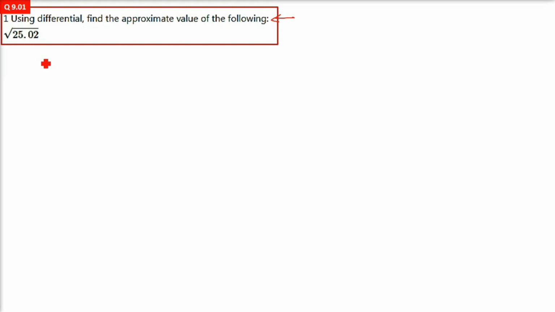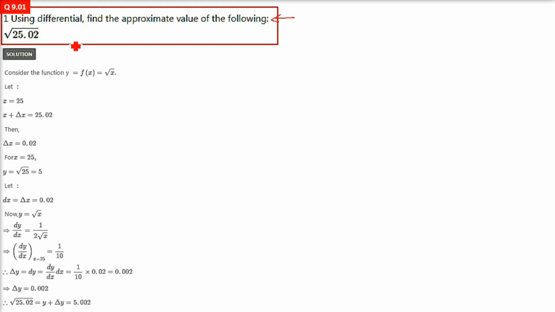So let us understand the concept and the process very carefully so that the next questions are easier. Now when you have a function like y equals under root x, this is the kind of question we have. So f(x) is y equals f(x). Now what is x here? The main thing is x. So x has to be taken such that it has a proper root. That is, we take x as 25.